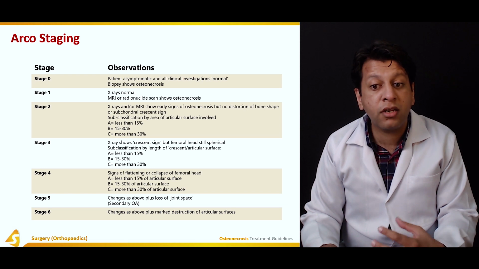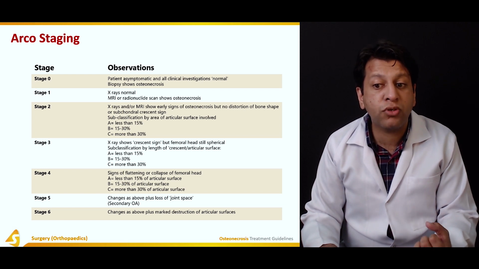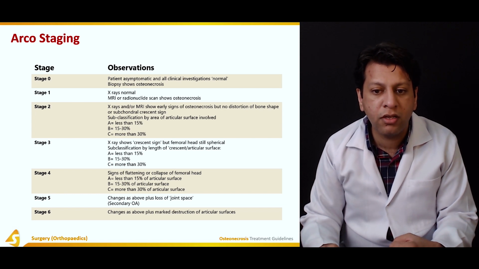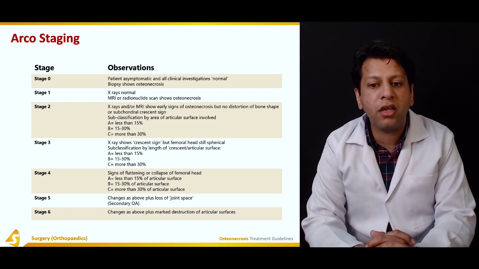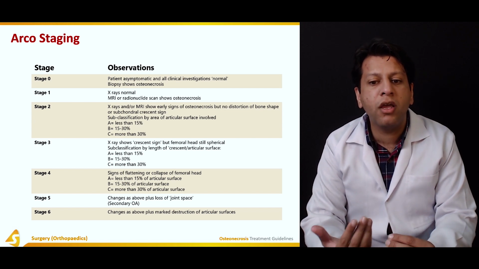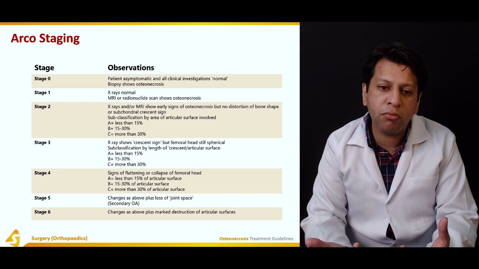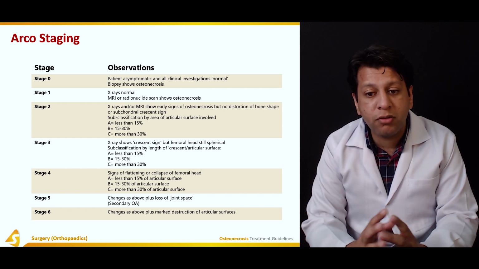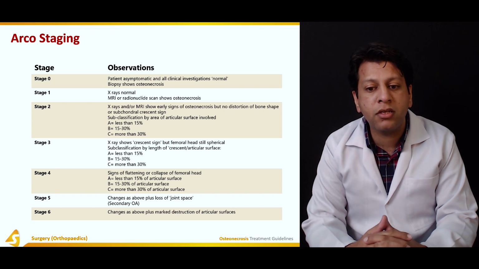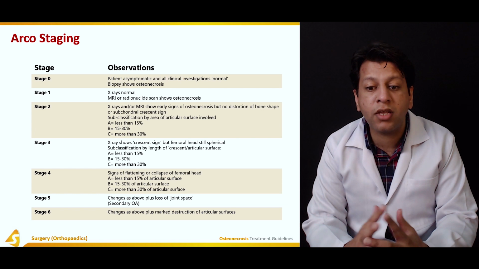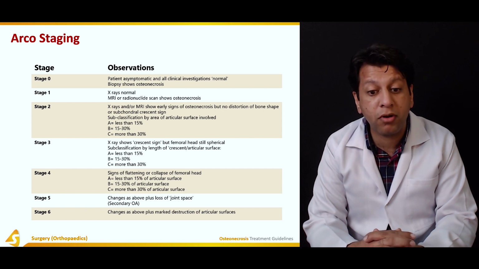Stage 2 is X-ray or MRI show early signs of osteonecrosis but no distortion of bone shape or subchondral crescent sign. Subclassification is A is less than 15%, that is very small amount of bone is involved. If it is 15 to 30%, that's type B, and more than 30% bone involved is type C. Similarly, in stage 3, the crescent sign appears. In stage 4, there are signs of flattening or collapse of the femoral head.